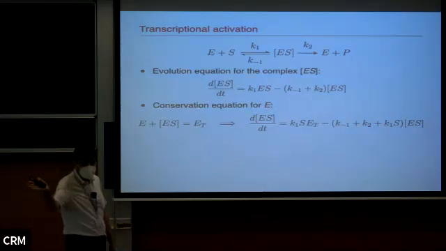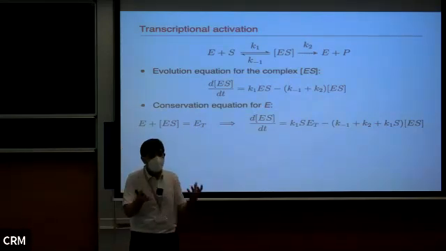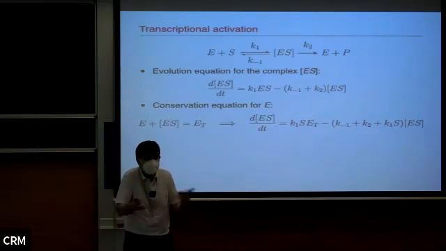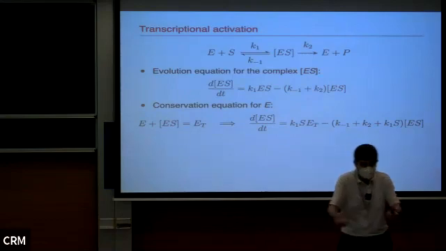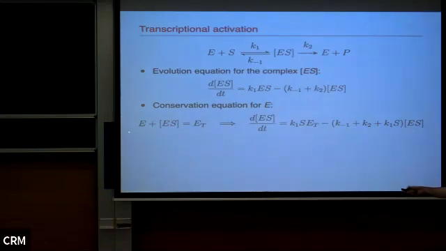E was an enzyme in the case of enzyme kinetics. In the case of the promoter, it's also conserved because the promoter is there. It's a piece of DNA that's there forever and ever. It's conserved because the promoter is either free or bound to the transcription factor. So you have this conservation law. So you can put it here, and then you get only an equation for ES.